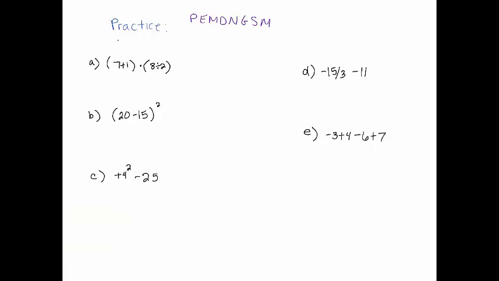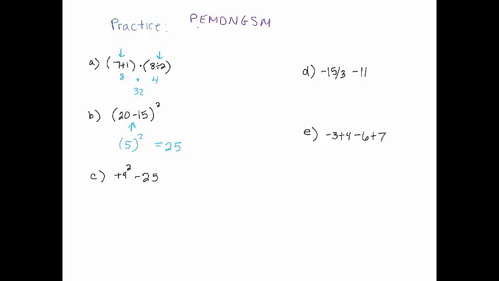Alright, so parentheses first. So here we would do 8 divided by 2, which is 4. So we're doing 8 times 4, which is 32. Here we do the parentheses, or whatever's in the enclosure first. 20 take away 15 is 5, and then we have to square that. We get 25.